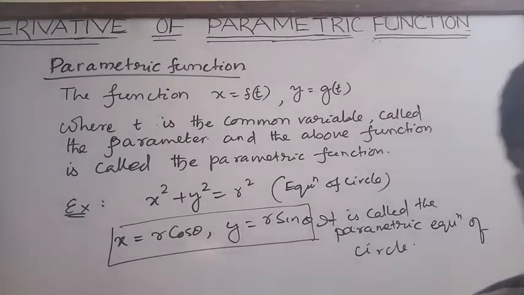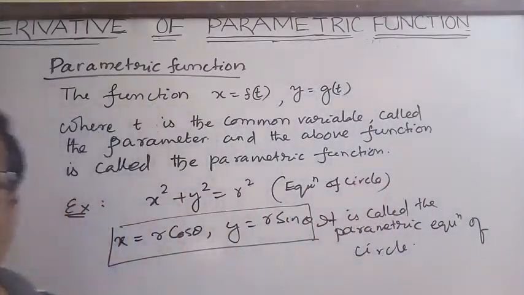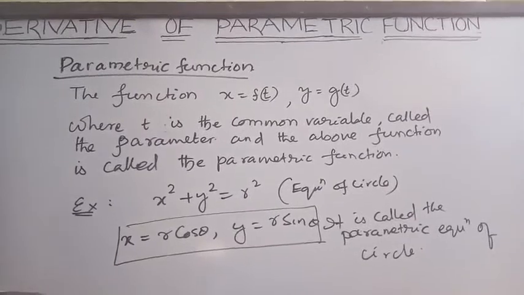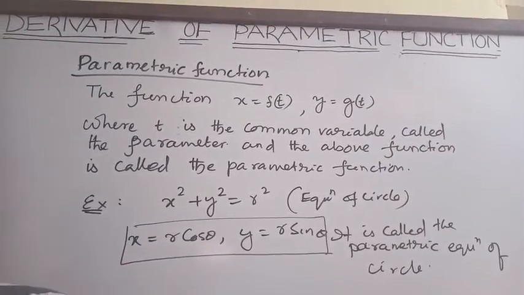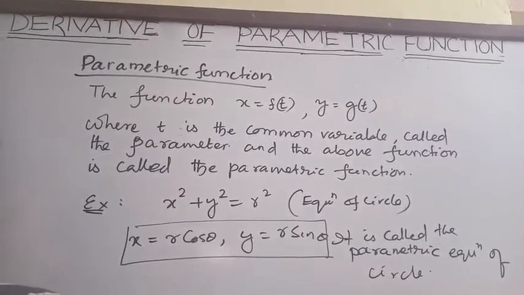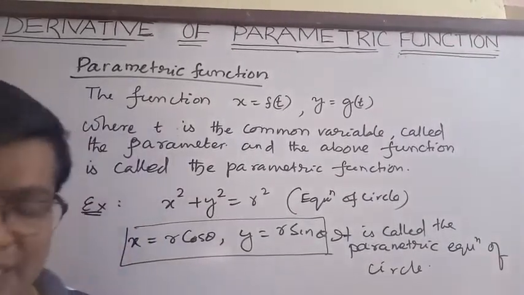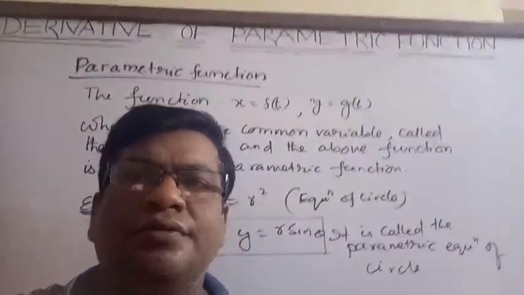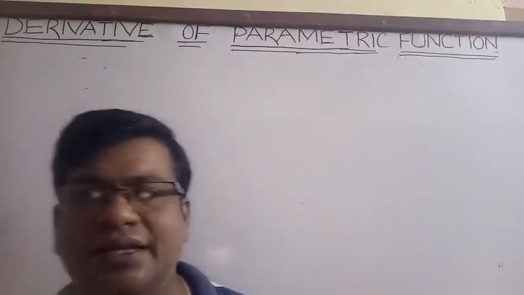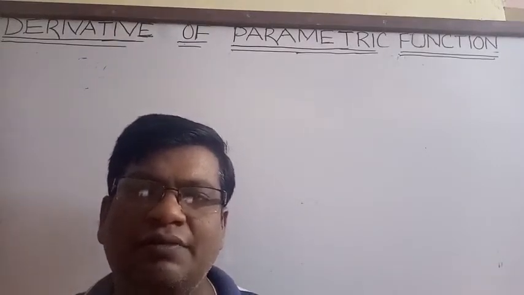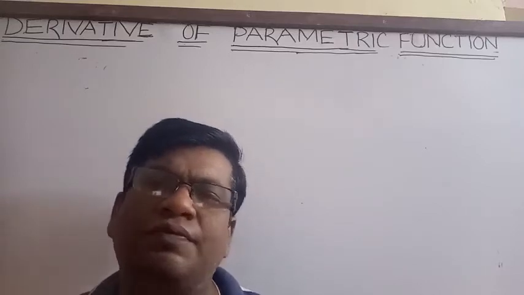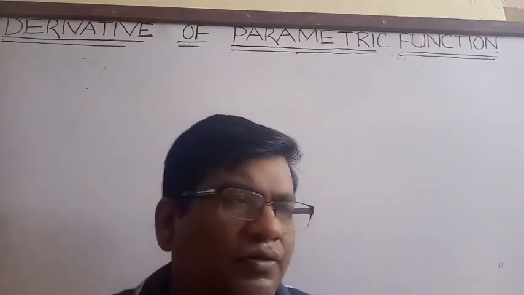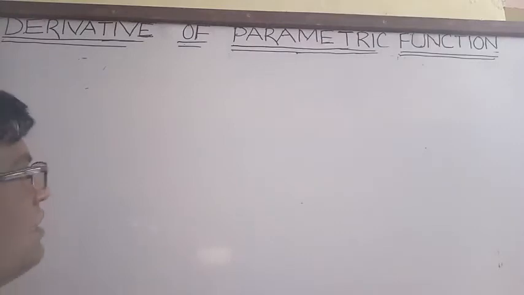Then how to find the derivative of the parametric function. Let's discuss how to find the derivative of the parametric equation. The parameter may be theta or t. Suppose you are given x is equal to f of theta, y equal to g of theta. Here theta is the common variable and it is called the parametric function. The common variable may be theta, t, etc.